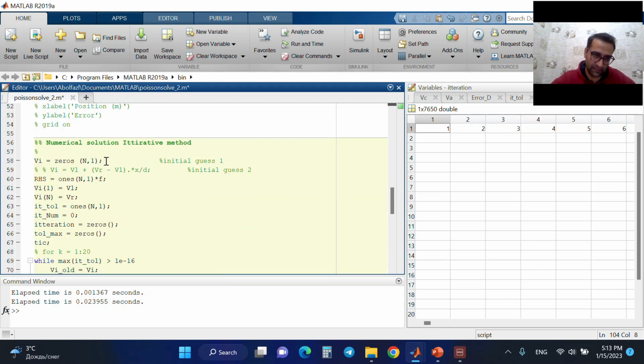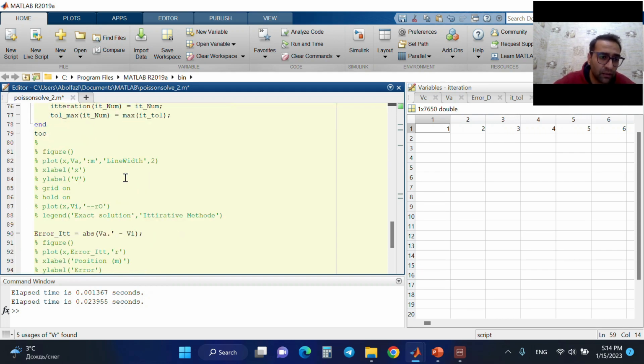We say that at this calculation, initially, let's say that the initial guess is 0. We assume that the potential is 0 everywhere. Just let's use another initial guess. It says that when x is 0, vi is v left, and when x is d, vi is v right. That is the right boundary condition.